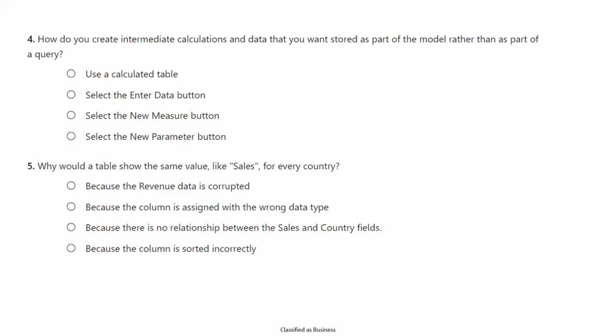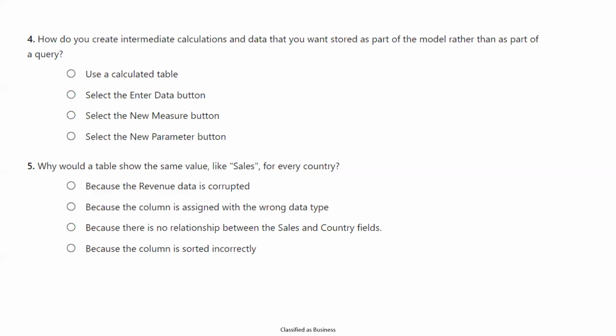How do you create intermediate calculation and data? Intermediate calculation in the sense, I've created one unique table there and data, and you want to store it as a part of a model. So the table will get stored as a part of a model. But the table, you will not be able to see it in the Power Query editor. What is the option? Fourth one.